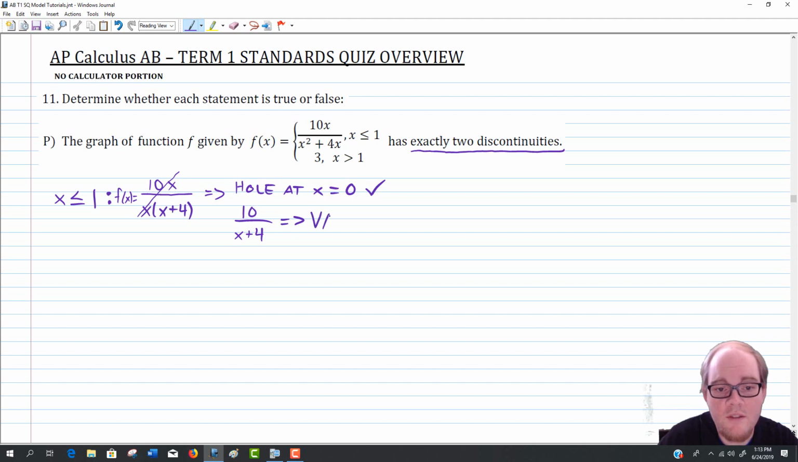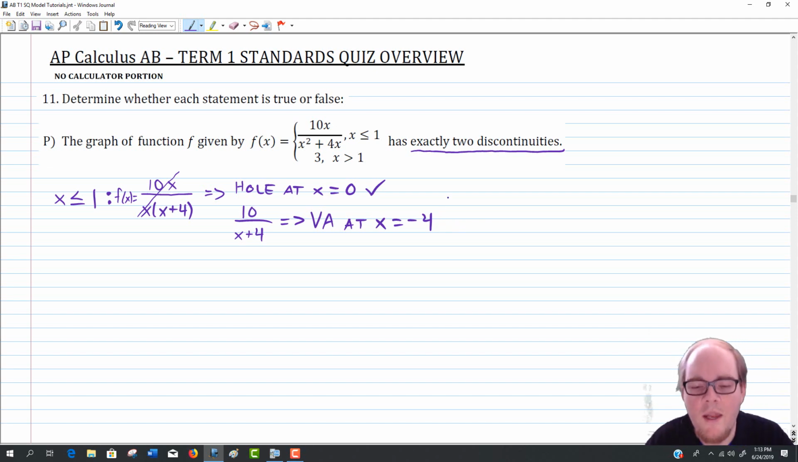Now once that divides away, we're left with 10 over x plus 4. And that would suggest that there's a vertical asymptote at x equals negative 4. Of course, the reason being the denominator goes to 0 and the numerator does not. So now negative 4 is also less than or equal to 1, which means that in fact this is also going to be 1. So right now we have exactly 2 discontinuities, and it's very tempting to just go true, good job, and be done. Unfortunately, there's one last thing we need to hit.